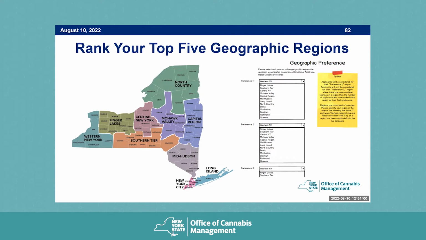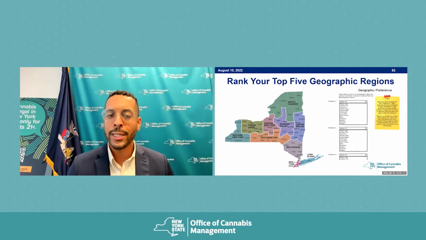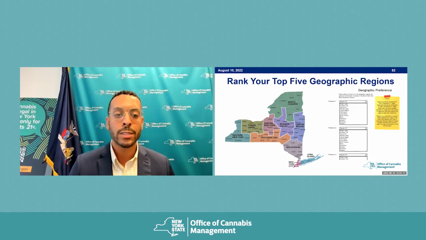As you may have heard, successful CAURD applicants will open dispensaries in locations approved by the office. As part of your application, you will be asked to indicate which region of New York State you would like to operate a dispensary in. Please note the various regions of New York State that can be selected. For the purpose of CAURD, New York City has been separated into 5 boroughs.